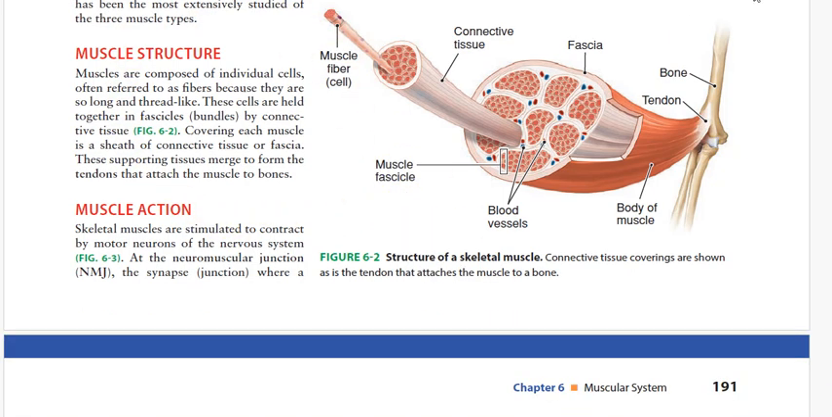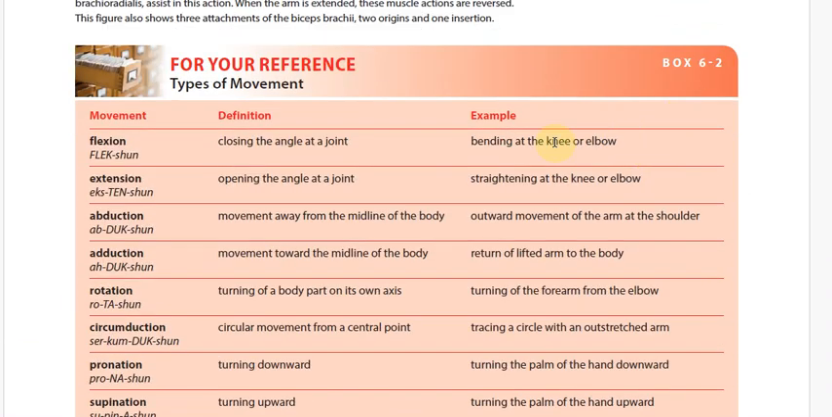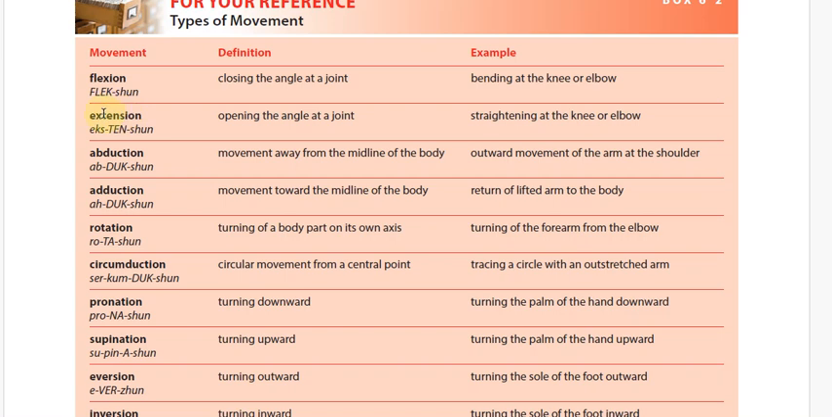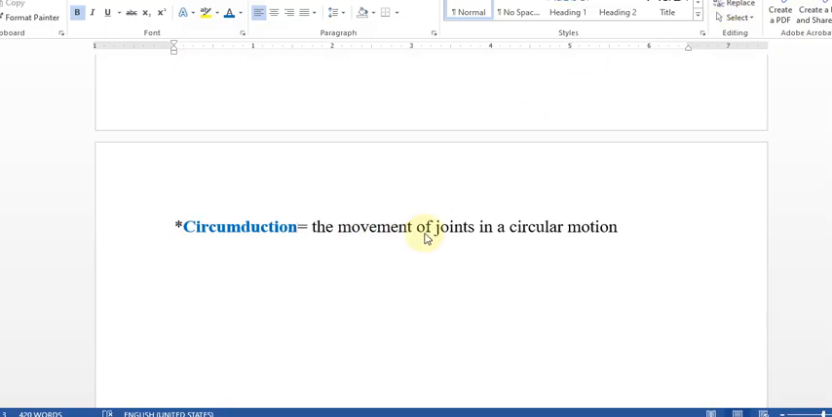I want to move to the next page, which is here, box 6.2. This one is important. I've already introduced flexion, which is closing the angle at a joint. Study all of these technical terms. I've talked about abduction, moving away, and adduction, moving toward. Let's work on the word circumduction here. Circumduction. It means the movement of joints in a circular motion.